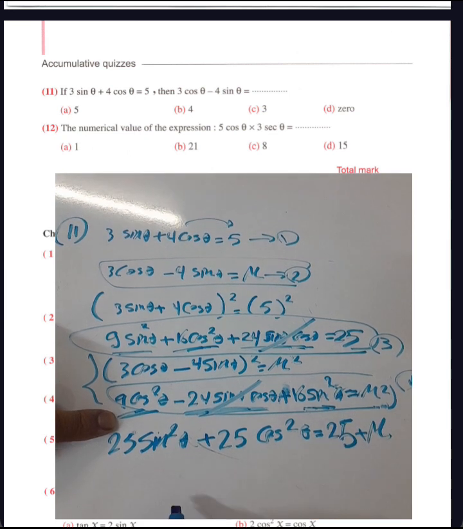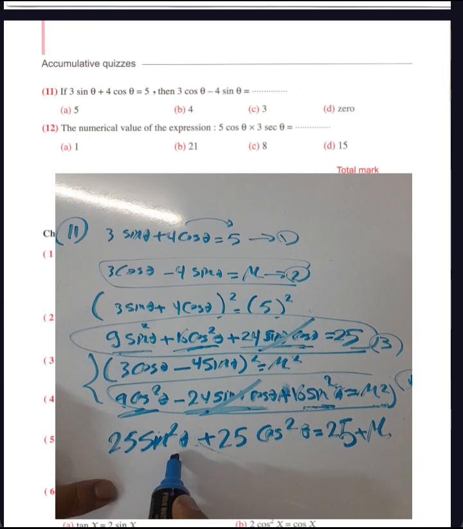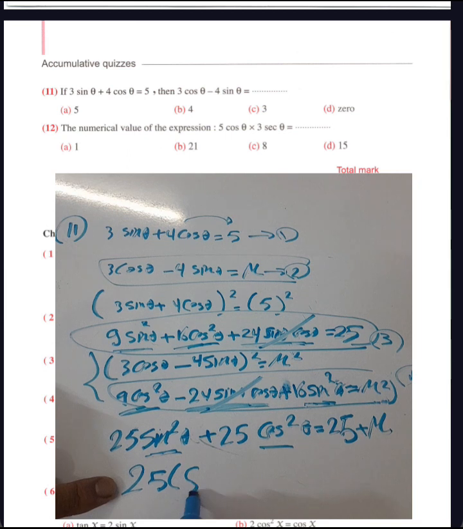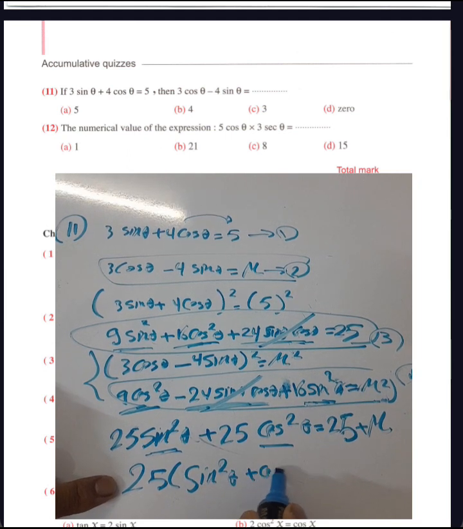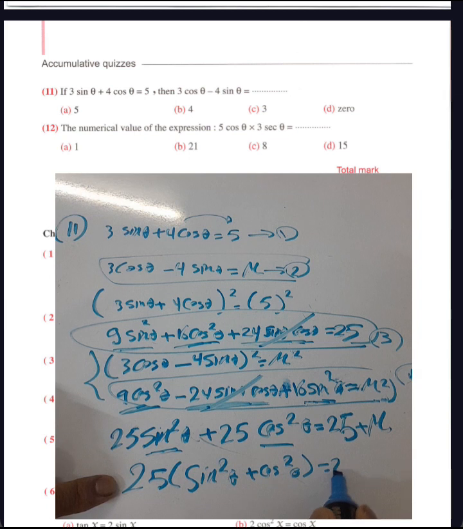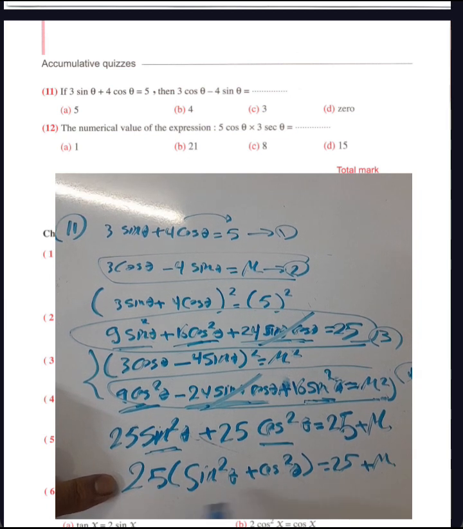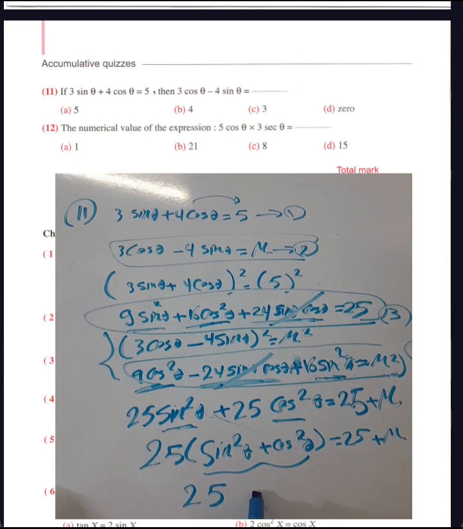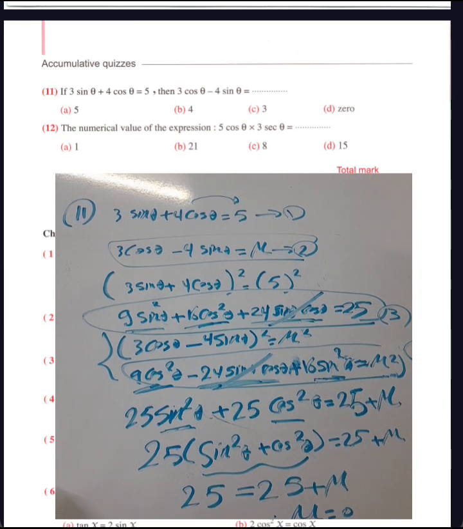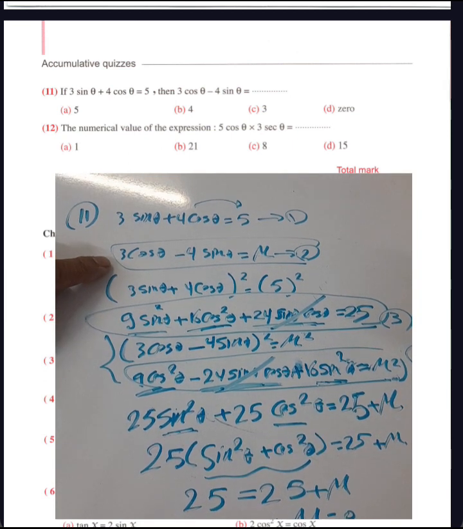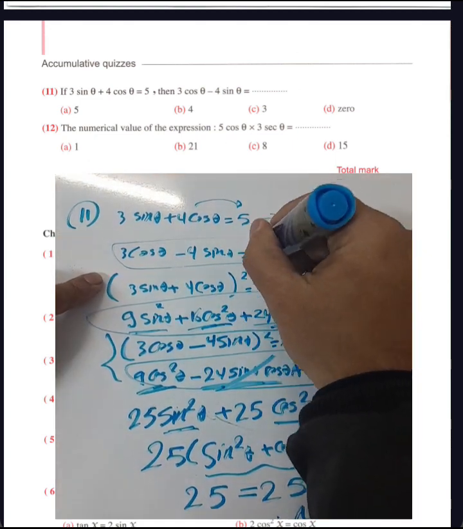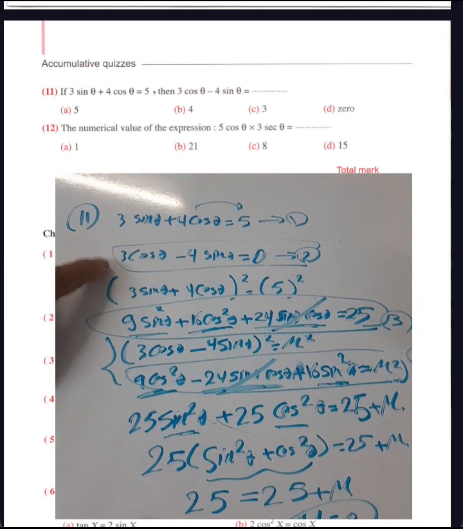We know sine power 2 theta plus cosine power 2 theta equals 1. Then you can write 25 as the common factor between them, and write sine power 2 theta plus cosine power 2 theta equal 25 plus m. The result here is 1, 1 times 25 equal 25. Then 25 equals 25 plus m. Then m equals 0. M here refers to 3 cosine theta subtract 4 sine theta. Then the result of this expression will be 0.